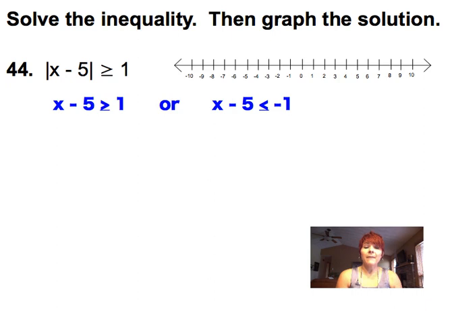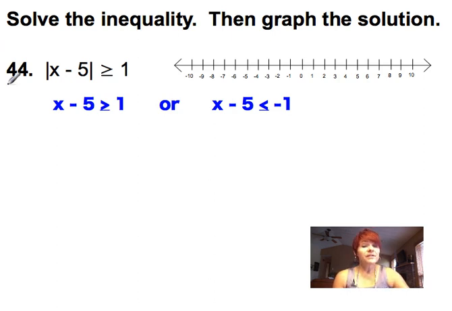Then we write the x minus 5. But now notice that I flipped the inequality symbol to a less than or equal to, and I made the 1 negative. You have to have both of those inequalities with an OR in the middle because it is a greater than or equal to absolute value inequality.